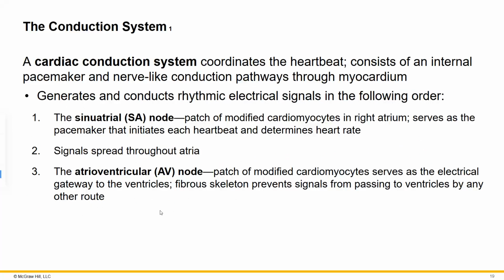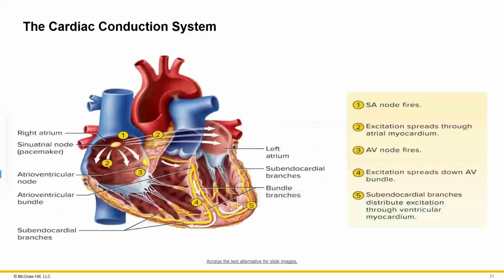Then we have the AV node, the atrioventricular node, the patch of modified cardiomyocytes that serves as the electrical gateway through to the ventricles. The fibrous skeleton prevents signals from passing to the ventricles by any other route. So here is that AV node, and there is a pause before this one fires. The signal spreads to both atria, then there's a pause, and then this one will fire and eventually spread down into the left and right bundle branches, and then to the Purkinje fibers, or the rest of the heart.